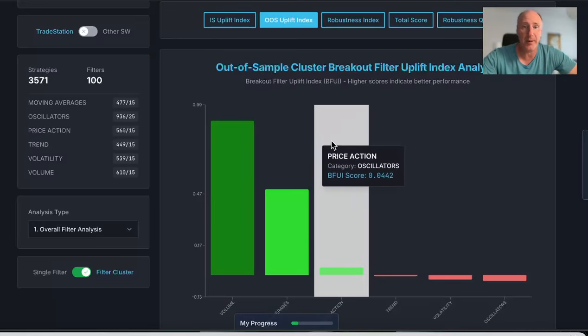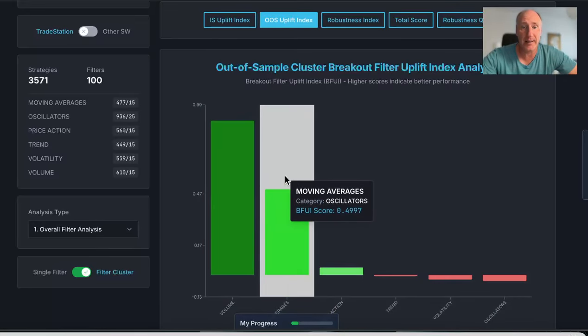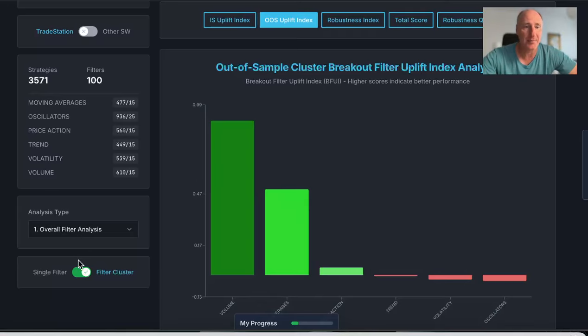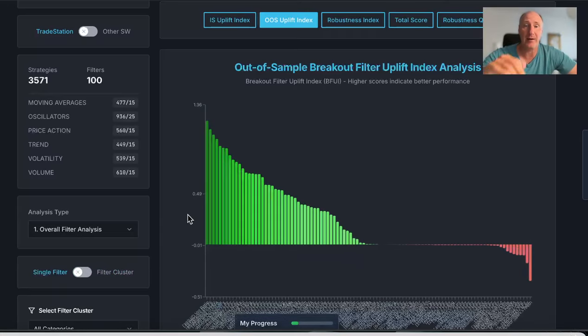So I can get back to the cluster analysis, the indicator cluster analysis, sometime later. Today I would like to focus on the single filter, and I would like to give you the answer on what overall resulted as the best indicator.